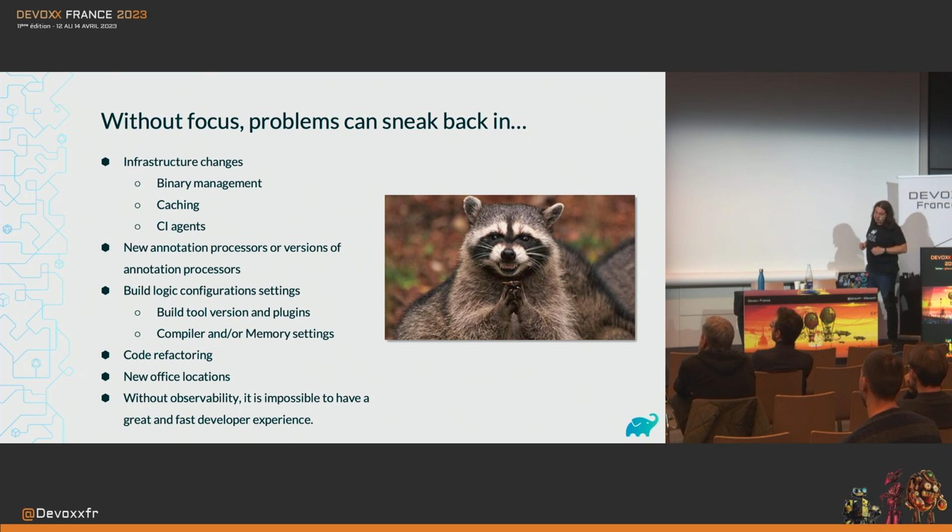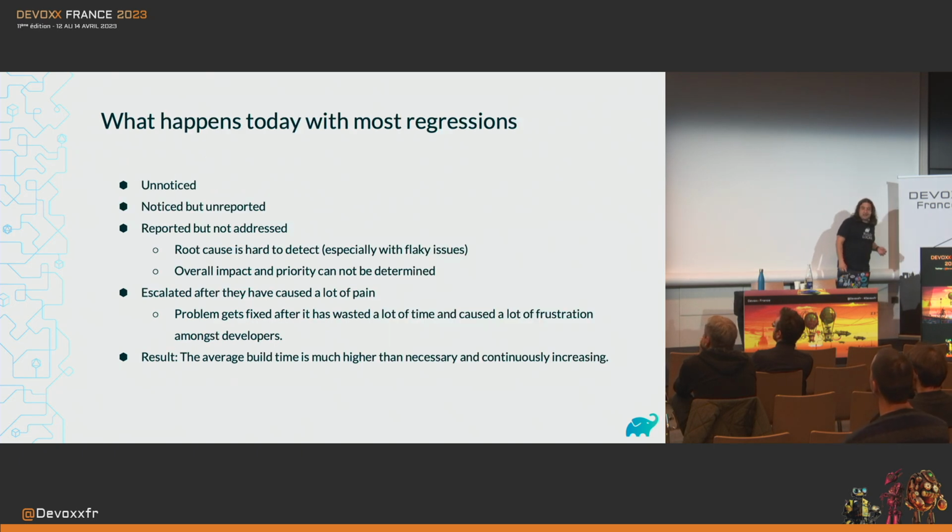Because it's really impossible without observability to have a consistent, great, and fast developer experience, right? Because how do we know? We don't have the data to say whether the experience is good or bad. What happens today with most regressions? Nothing. They just kind of go unnoticed. They slowly creep up. The build was 15 seconds last month. Now it's 10 minutes. Why? Well, I don't know. Look at this graph.